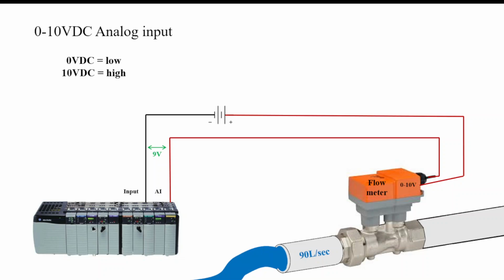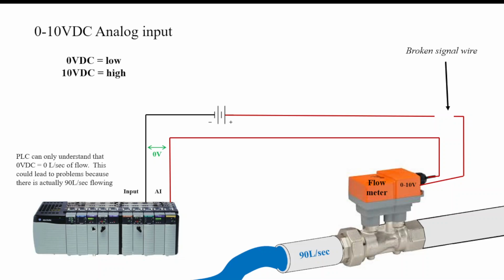So if we go back up to 90 liters, we see 9 volts being brought back to the PLC, but what if there's a break in the signal wire? Well, 0 volts would then be present to the PLC. The PLC can only understand that 0 volts equals 0 liters per second of flow, and this could lead to problems because there's actually 90 liters per second flowing. So sometimes it'll make sense to use 0 to 10, and sometimes it'll make sense to use 4 to 20 milliamps. Sometimes the equipment you're using will dictate which of the two systems you need to use.